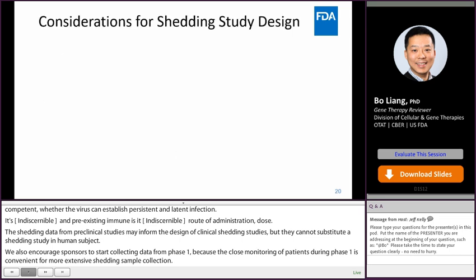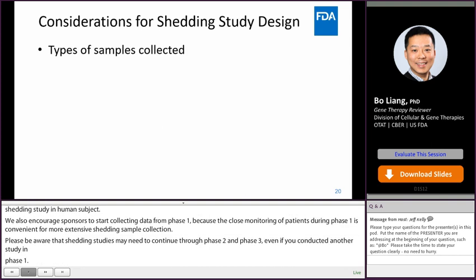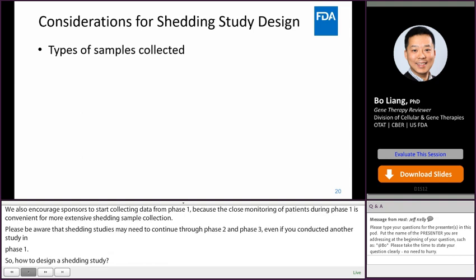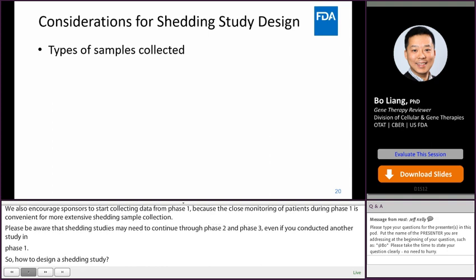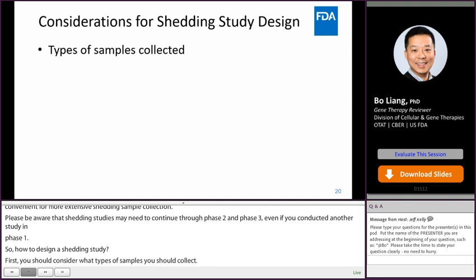So how to design a shedding study? First, you should consider what types of samples should be collected. And this is largely determined by the characteristics of the virus, the route of administration, and the shedding and biodistribution data from your preclinical studies.